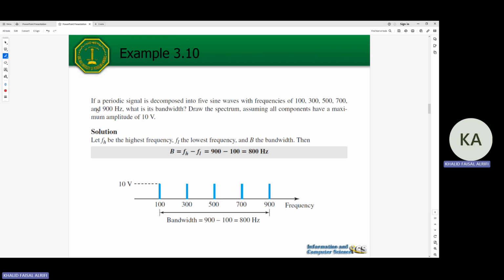It says that you have 900 and the amplitude is 10. And these are the frequencies. So just write them: 100, 300, 500, 700, 900. And the amplitude is also 10. So this is represented in the frequency domain. You will write them, just represent them as a figure. Then subtract the lowest frequency from the highest frequency, and you will get 800.